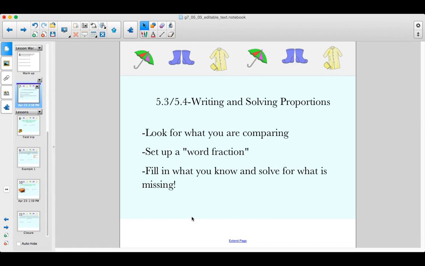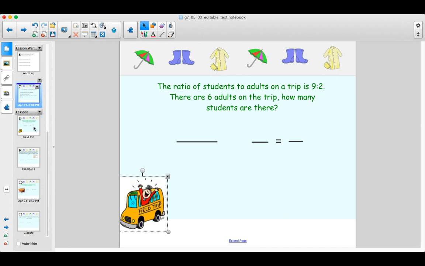So you're going to plug in the values that you have. Whatever you don't know, you'll use a variable for, and then that's what we'll have as a proportion to solve. So let's look at this first example. It says that the ratio of students to adults on a field trip is 9-2. There are 6 adults on the trip. How many students are there?